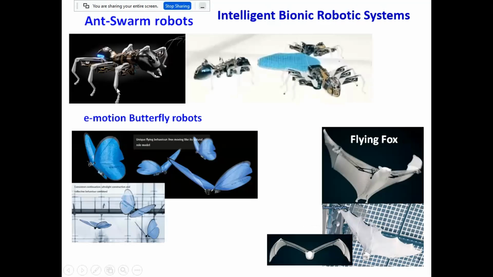Similarly, I have shown you so many things. Ant swarm robots, you will see how the technology is borrowed from the ant. Similarly, ant legs, you will see all these things are embedded in the robot. Then also you will see how all robots pick things up by moving coordinatively. The eMotion butterfly robots, developed by Festo. Then the flying fox, meaning technology is borrowed from nature to implement.